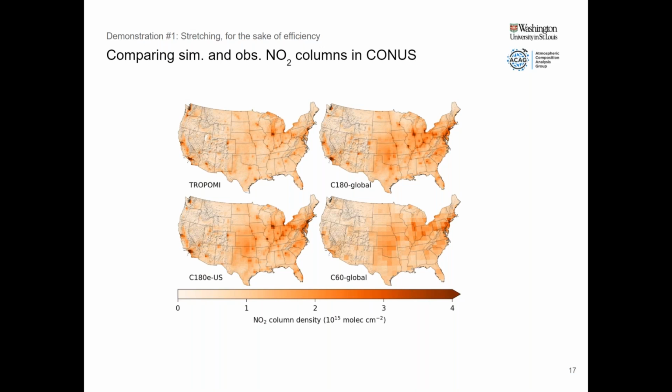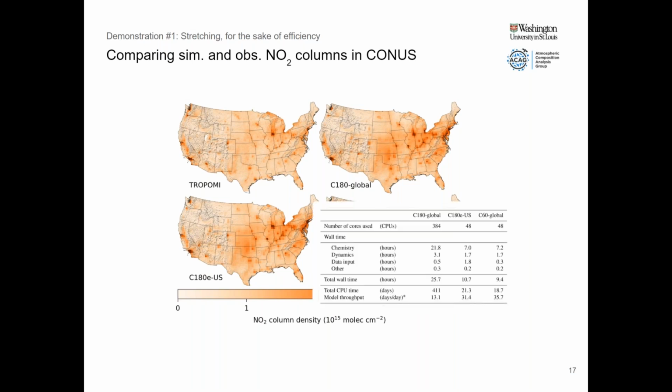The general takeaways here are that the stretch grid simulation performs quite similarly to the cube sphere simulation. Generally, in rural and remote regions, we see fairly low concentrations, and then we see those local enhancements over populated areas as well as cities. And the coarse C60 simulation misses a lot of that.